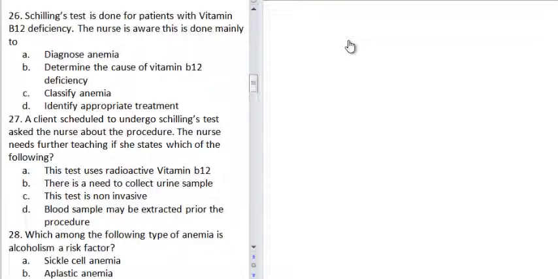number 26. Schilling's test is done for patients with vitamin B12 deficiency. The nurse is aware this is done mainly to answer letter D. The Schilling's test is used to classify or to determine which cause of vitamin B12 deficiency. Because the causes of vitamin B12 deficiency can come from diet or it can come from malabsorption.